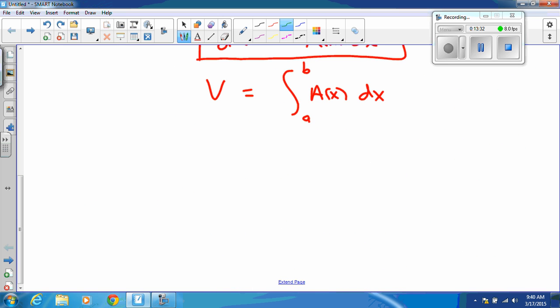We can say that the volume is equal to the integral from the first x to the last x, from -2 to 2, of area dx. And that's it. Please notice, no pi, because there are no circles involved.